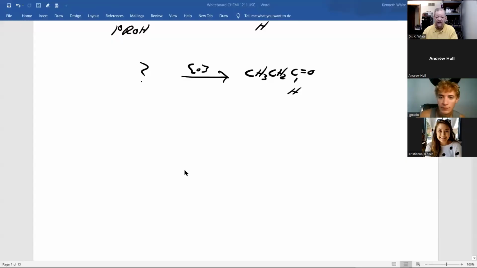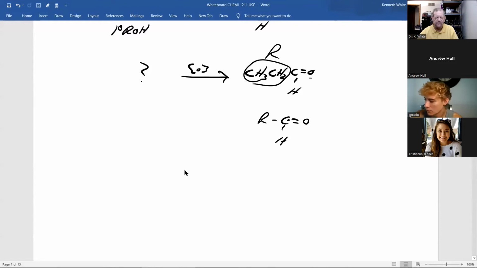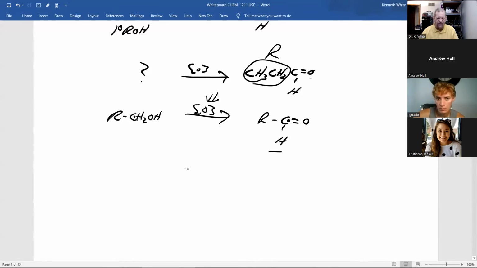So if we look at this molecule, what's different? Oxygen. It's double bonded to carbon, hydrogen, and on this carbon, there's carbons. This I'll call R. And what do you oxidize to make this molecule? That is a primary alcohol. The carbon double bonded to oxygen will be the carbon with this COH group on it.